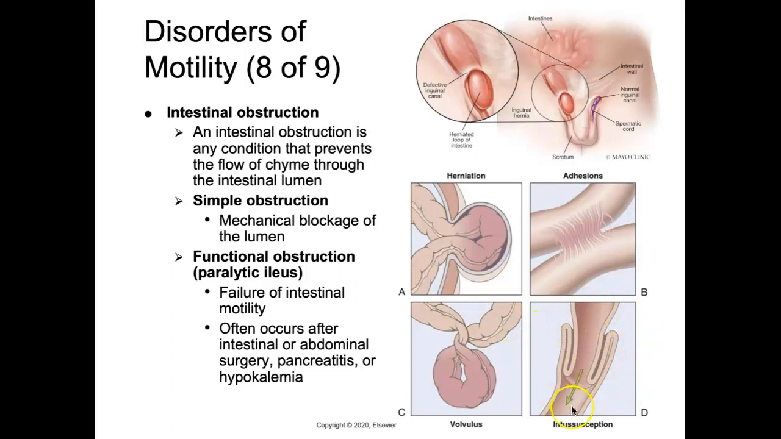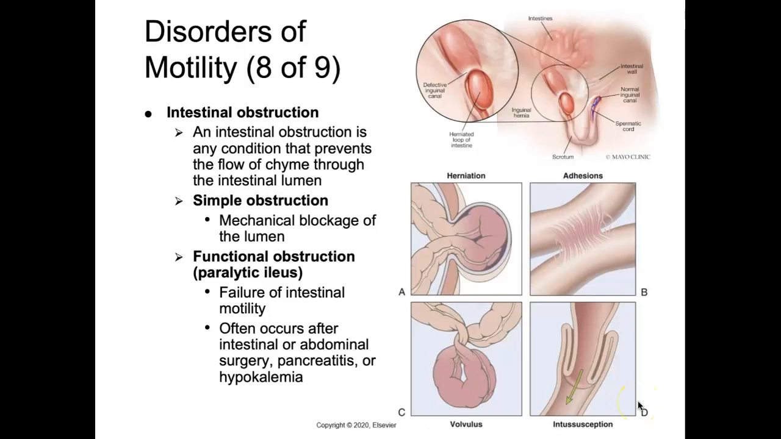And then lastly, pictured here, we have intussusception, where we have a telescoping of one part of the intestines into another, and this causes a strangulation of that blood supply. And we tend to see this more in infants and babies, so around the age of 10 to 15 months.